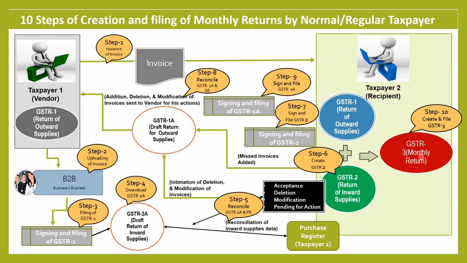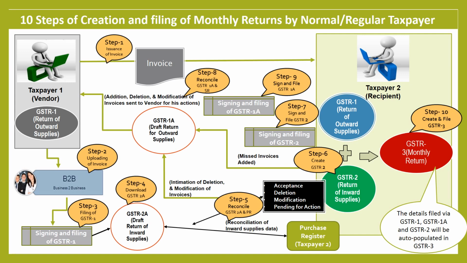So once GSTR 1 and 2 have been signed and filed, then only this GSTR 3 can be created and filed. And this GSTR 3 may have the details of GSTR 1, 1A and 2. Why I have said may, because in most of the cases the basic requirement is to file the GSTR 1 and GSTR 2. But if there are any discrepancies that are reported by the counterparty and that are accepted by the taxpayer within a specified due date, that will be filed as part of GSTR 1A. If there are no discrepancies reported by the counterparty, then no GSTR 1A requirement is there.